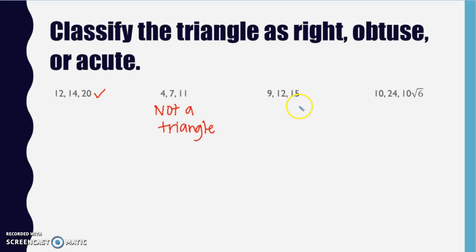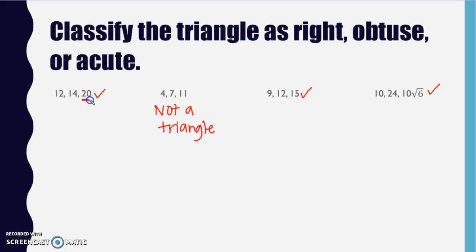9 and 12 is greater than 15. 9 and 15 is greater than 12. And 12 and 15 is greater than 9. 10 and 24 is greater than 10 root 6. If you think about 10 root 6, it's going to give you somewhere around 24 and some change, a little over 24. 24 and 10 root 6 is greater than 10. And 10 and 10 root 6 would be greater than 24. So those three are triangles. So we come back to this first one.